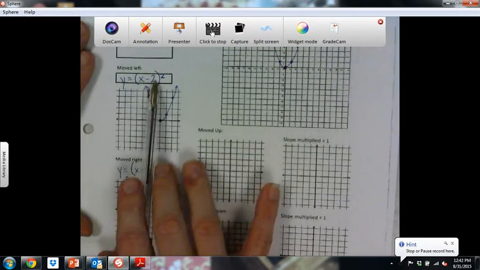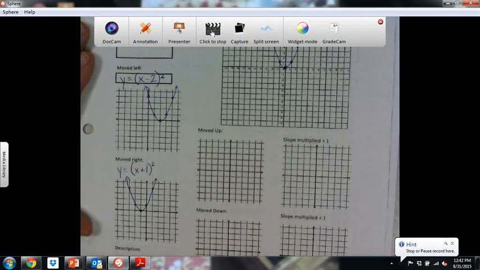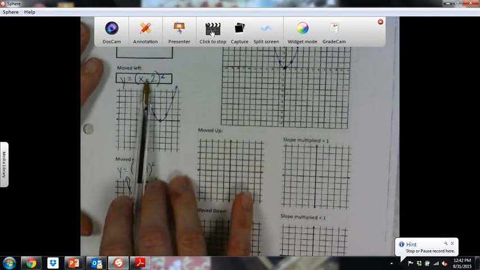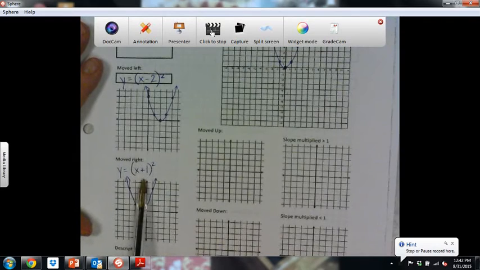Now, adding and subtracting inside moves us left and right. Subtraction to the left, addition to the right. It seems backwards. It will always do that on the inside of the parentheses.